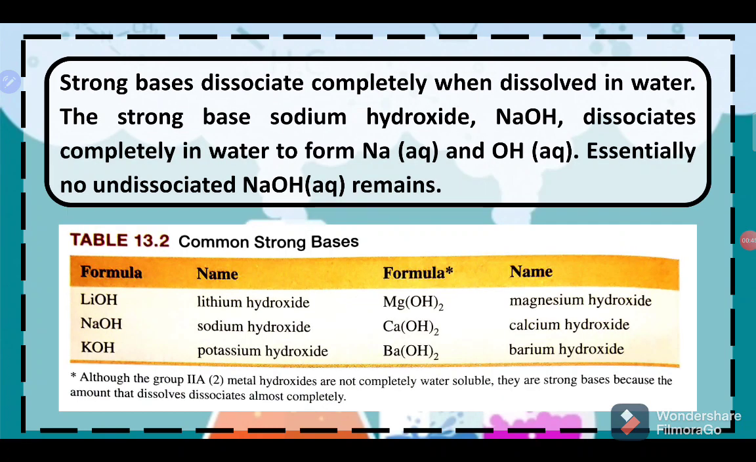Next. Strong bases dissociate completely when dissolved in water. The strong base sodium hydroxide, or NaOH, dissociates completely in water to form Na and OH. So these are the ions, okay? Essentially no undissociated NaOH remains. So they are completely dissolved in water. So we have here common strong bases. Okay? So as you can observe, strong acids and strong bases are completely dissolved in water. Okay? Next.